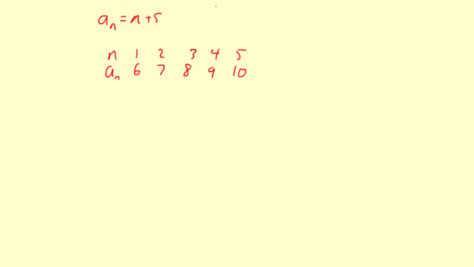So this lesson is all about recursive rules for sequences. Before getting to that, I just want to review a simple sequence here. A sub n equals n plus 5. So the rule is you take the input, you add 5, and that's your output. And you can see the resulting terms, the a sub n right here, and the inputs 1 through 5. This is actually called an explicit rule.